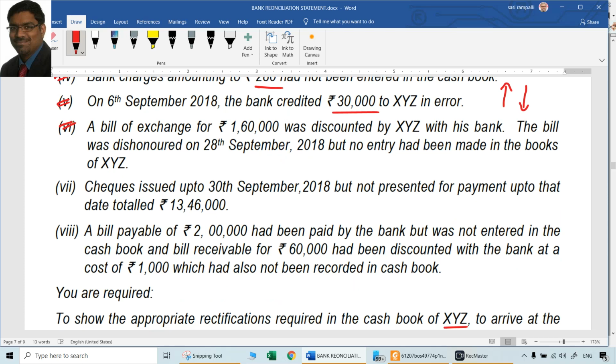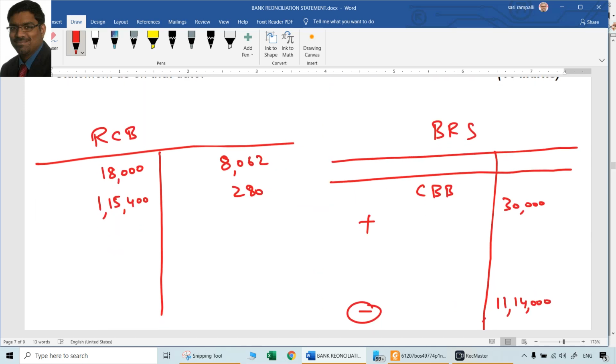Then point number 6. A bill of exchange for 1,60,000 rupees was discounted by us with the bank. The bill was dishonored on 28th September, but no entry had been made in the books. So that means we earlier already received this money, 1,60,000 rupees. Now it is dishonored, means we have to reverse that. Earlier we would have debited the cash book. Now what we have to do? We have to credit the cash book 1,60,000 because we did not record this dishonor.